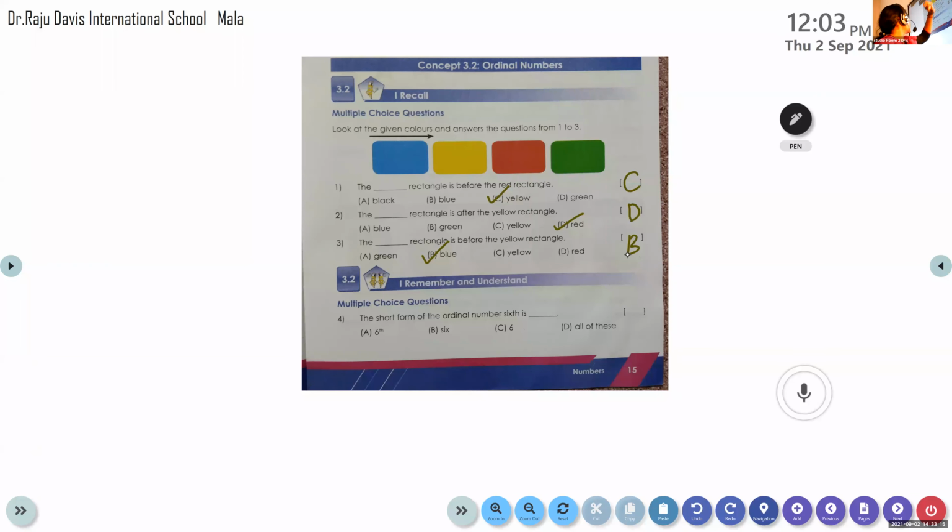Now, Teeta, please unmute and read question number 4. Multiple choice questions. The short form of the ordinal number 6 is dash. See, cardinal number is 6. And its ordinal number is S-I-X-T-H. It's a short form. That means write the number 6 and then T-H. So which is the correct option here? Is it A or B, C or D? Option A. So put tick mark for option A and write capital letter A inside the bracket. Thank you, ma'am. Welcome, my dear.